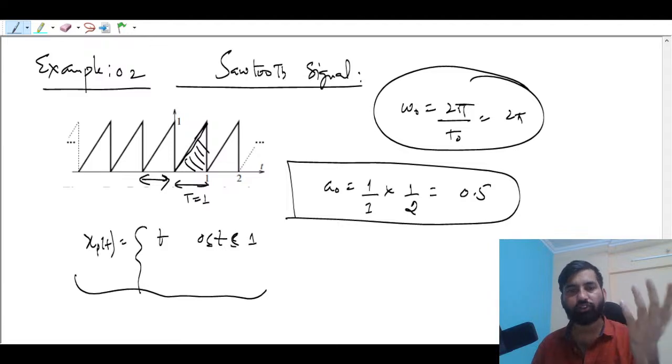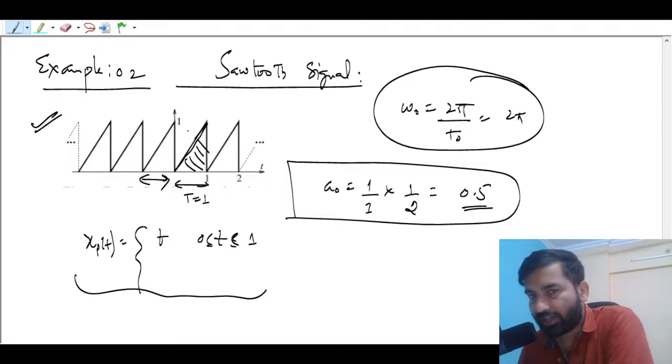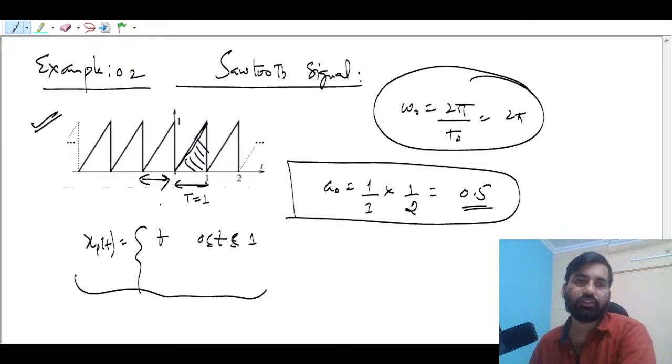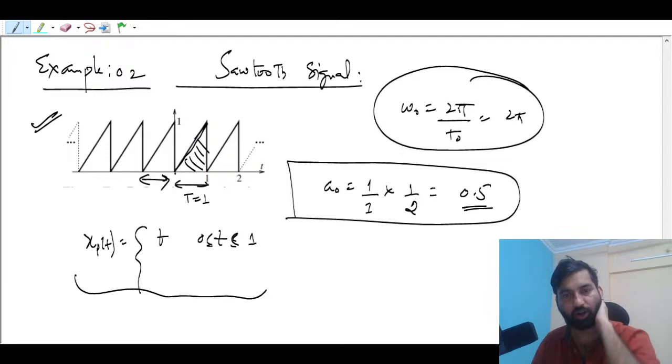Also, you're not able to identify what kind of symmetry it has. So what you can do, you can just subtract 0.5 from this DC. If you subtract 0.5 from this, it becomes 0.5, and this 0 will be shifted to negative 0.5. This signal will be shifted downward, right? So what kind of symmetry will there be? There will be odd symmetry, guys.